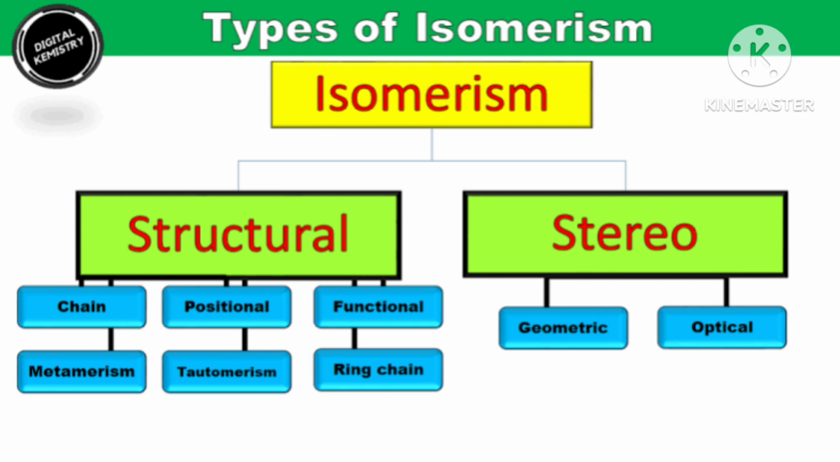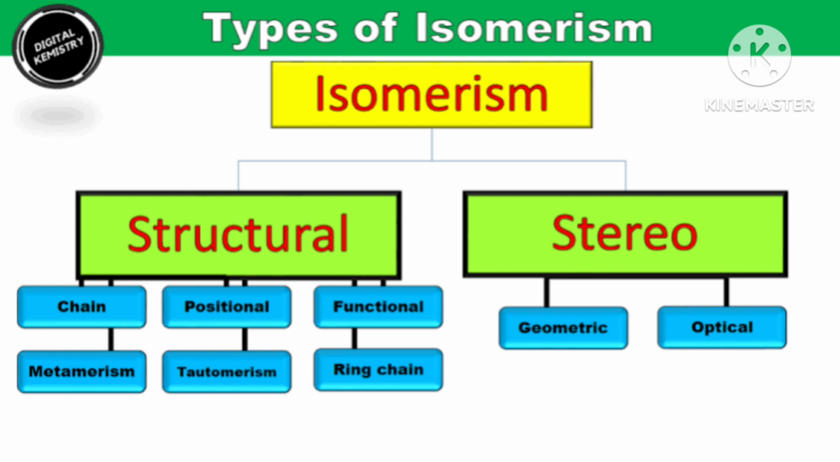The phenomenon of existence of two or more compounds possessing the same molecular formula but different properties is known as isomerism. What is isomerism? Understand, it is the phenomenon of existence of two or more compounds possessing the same molecular formula but different properties. Such compounds are called isomers.